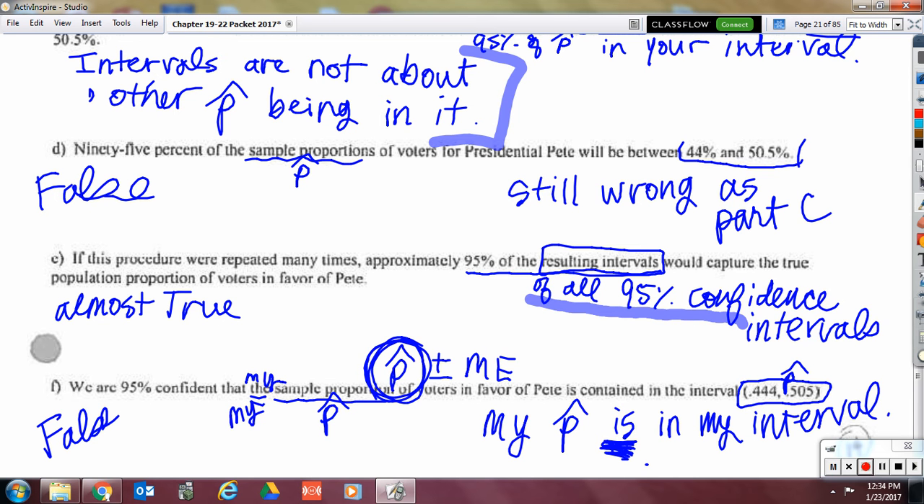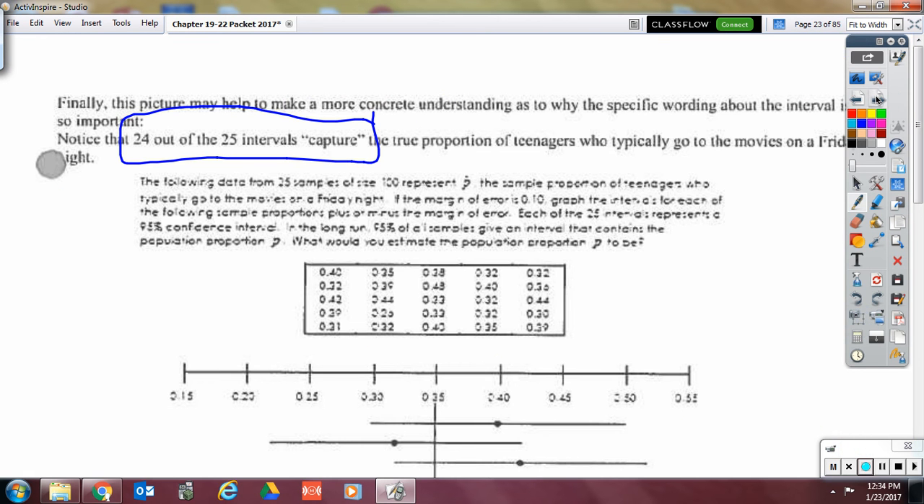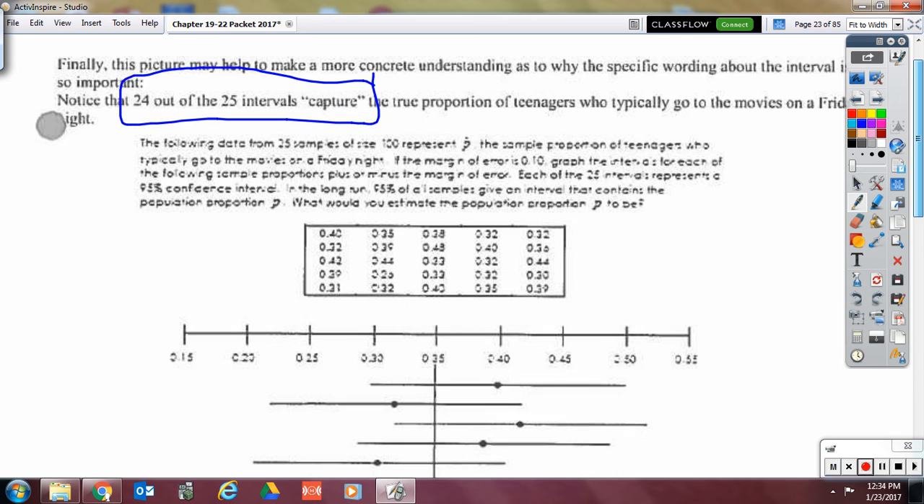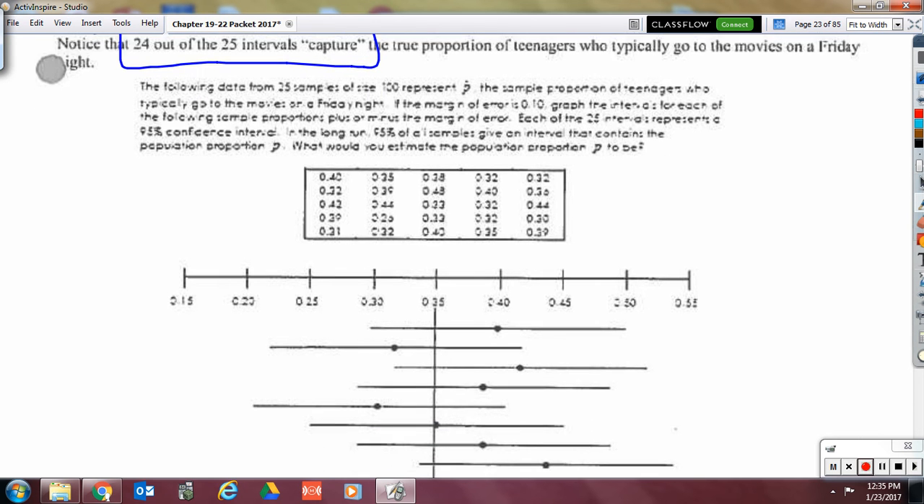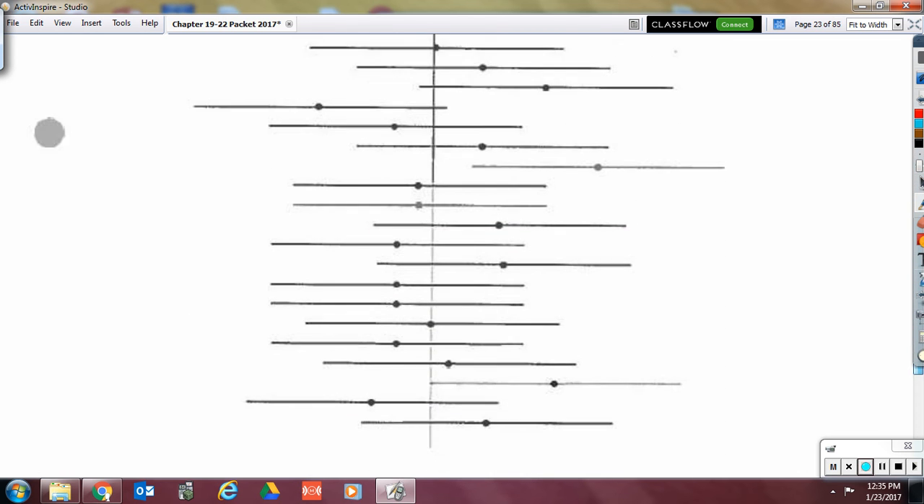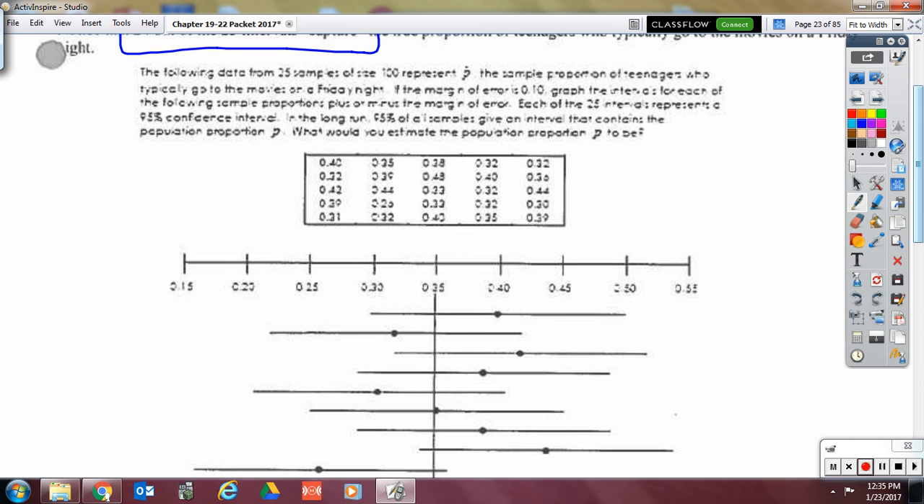All right. So that's the end of what I wanted to go over with you. I can tell you that there's not really these subtleties of wording on your quiz that you're going to have tomorrow, but nevertheless, I still need to go over it. You have this as the next page in your packet, and this has 25 intervals, and 24 of those 25 intervals captured the true proportion of teenagers that go to movies on Friday. This is because you don't have that picture of what we did on the board. So this is in here just for your benefit.